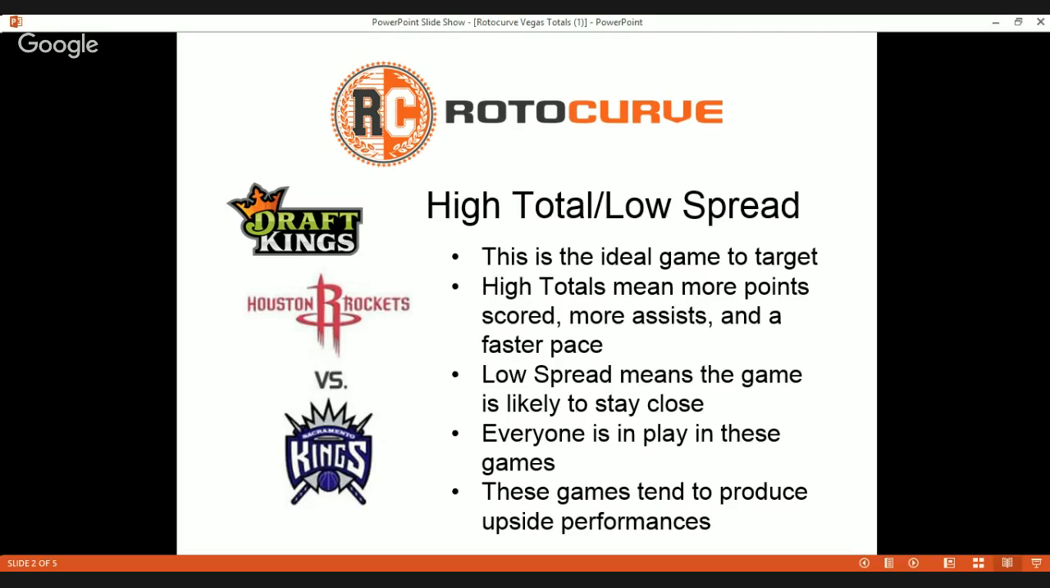And the same thing goes for the Houston Rockets. We've seen guys put up some really big numbers against the Rockets because they play at that high pace. They tend to have high totals. And because they do have some good players and some good scorers on that team, they tend to not get blown out and stay in games. So they tend to have a lot of games with high totals and low spreads, both of these teams. And that's why these are two of the teams that we like to target players on and also players against in daily fantasy.